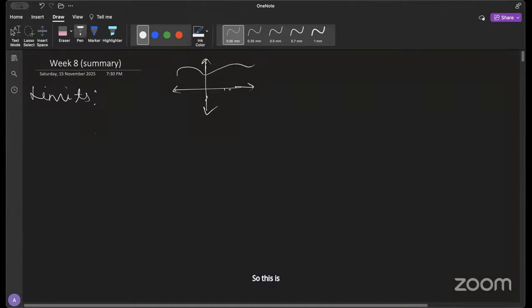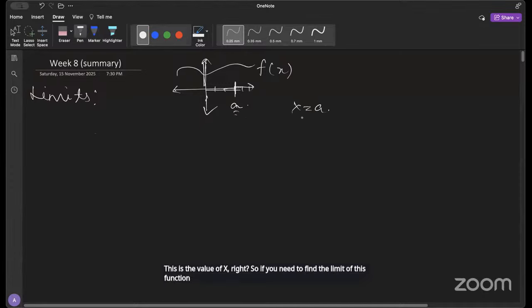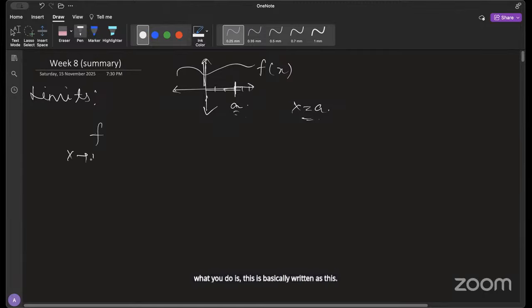So this is where your x is, right? The values of x. This is the x-axis, this is the y-axis. So let's say this function is f, and let's say this point is a. This is the value of x, right? So if you need to find the limit of this function at x equals a, this is basically written as f as x tends to a, right?